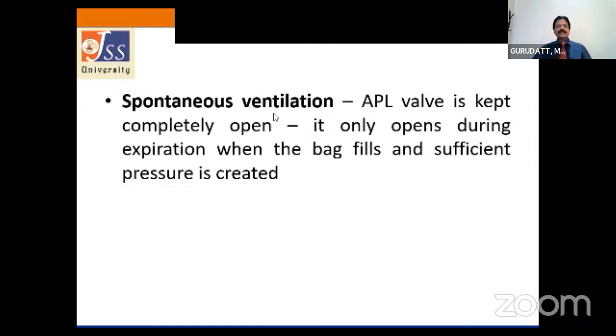That is in spontaneous ventilation, because the negative pressure that is created during inspiration always keeps it closed. And it only opens during expiration, that too when the bag fills and sufficient pressure is created. So these are very important to understand the functional analysis.